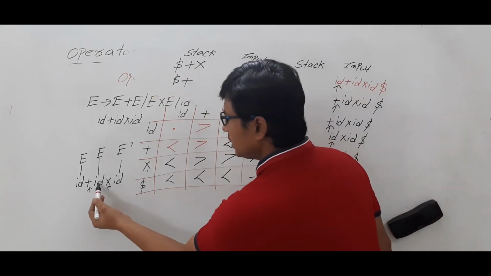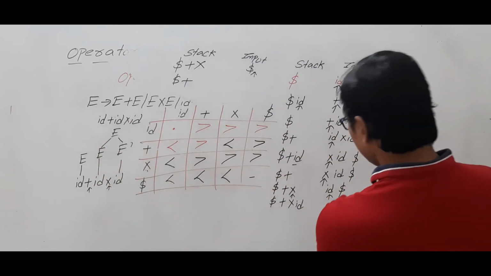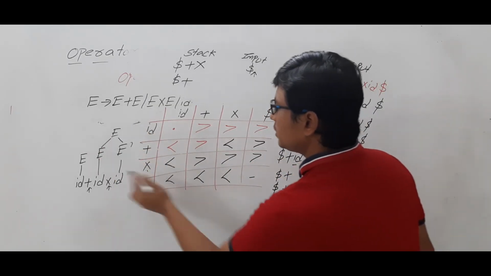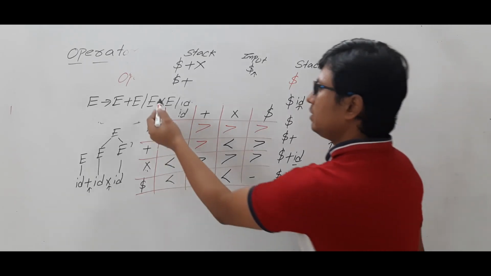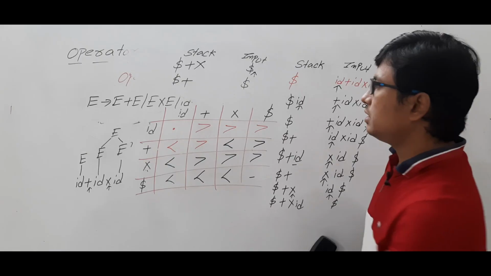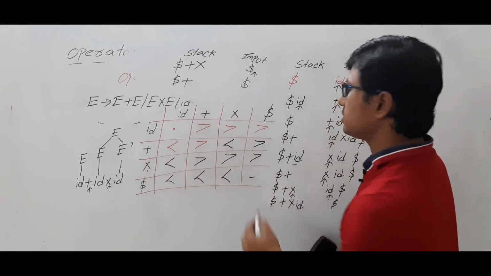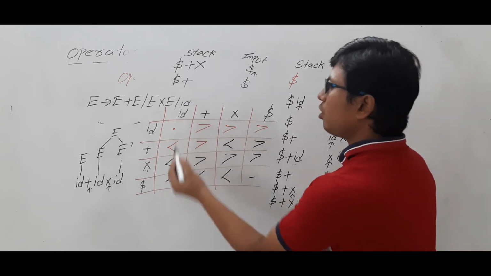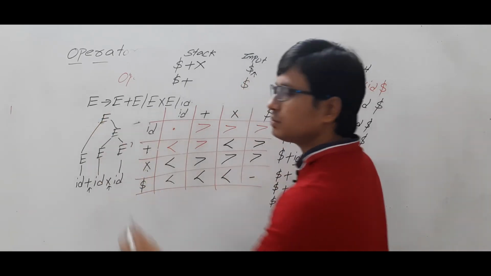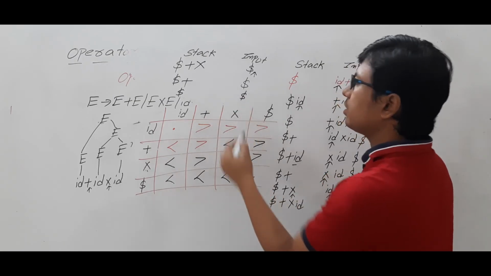Now if you look at it, e into e, we are reducing to e. Are you able to understand? Because we have popped the multiplication, I have reduced e into e to e. Is it clear? Now you have the plus and you have the dollar. Plus is here, dollar is here. So again you have to pop, and the corresponding e plus e you will reduce to e. Is it clear?